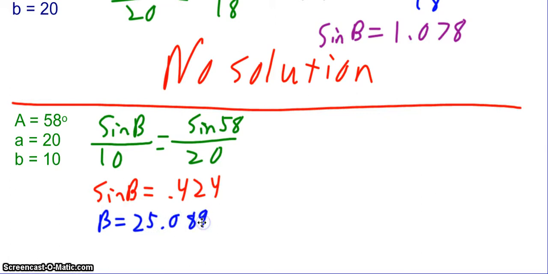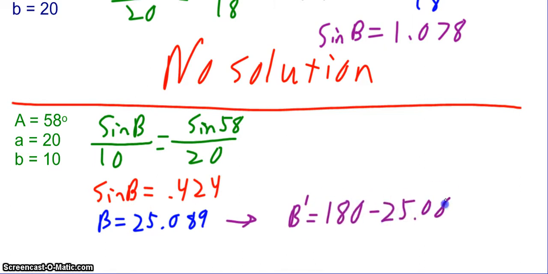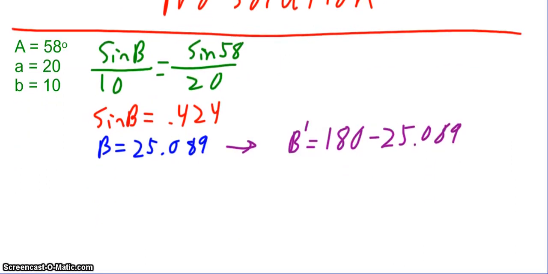I do the inverse, B equals 25.089. Okay, so since I have a B, I'm going to assume that I have a second solution. So B prime is 180 minus 25.089. And now this is always going to work. So if you get a B, you're always going to get a B prime. So B prime equals 159.911.